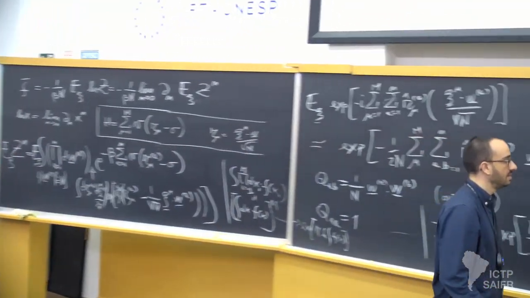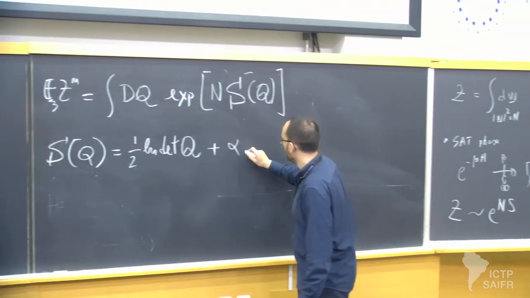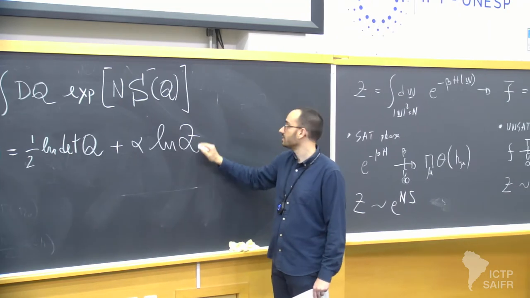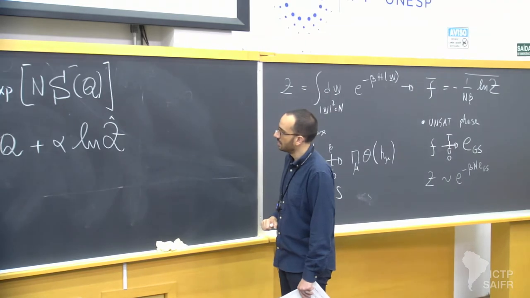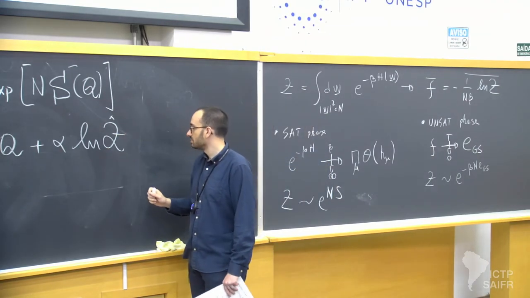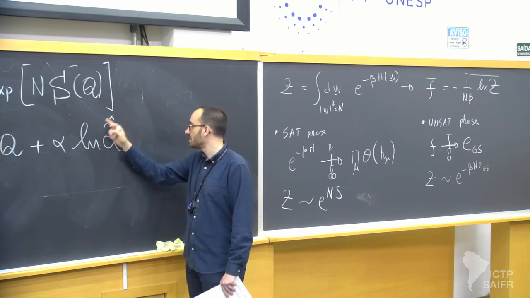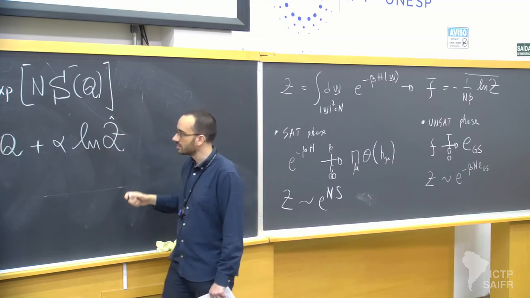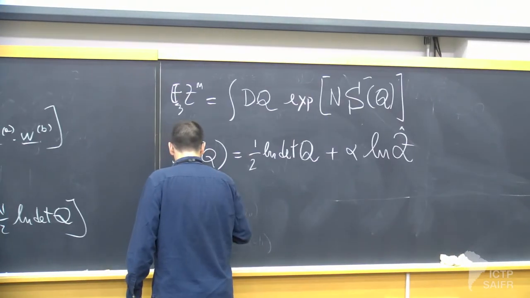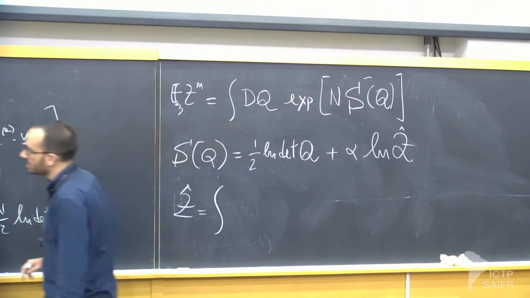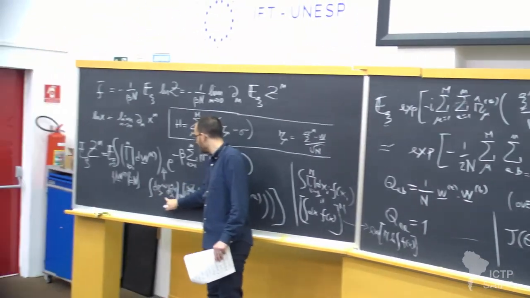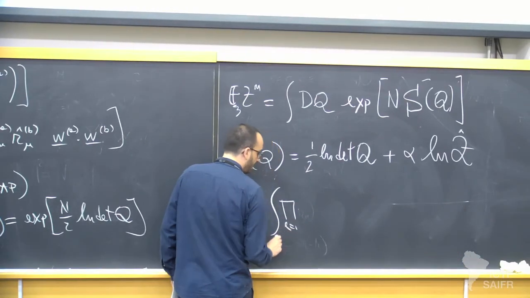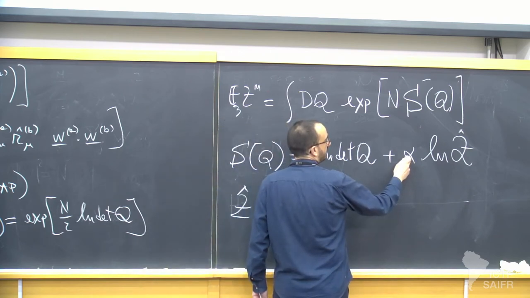And so here I get a term that is alpha times the log of some local partition function, Z. If you do quantum systems, this is typically called the impurity problem. But it's just a local partition function, and what is it? It is an integral, so I just need to put the integral over these variables. Now I lost the index mu because it's absorbed in this term.